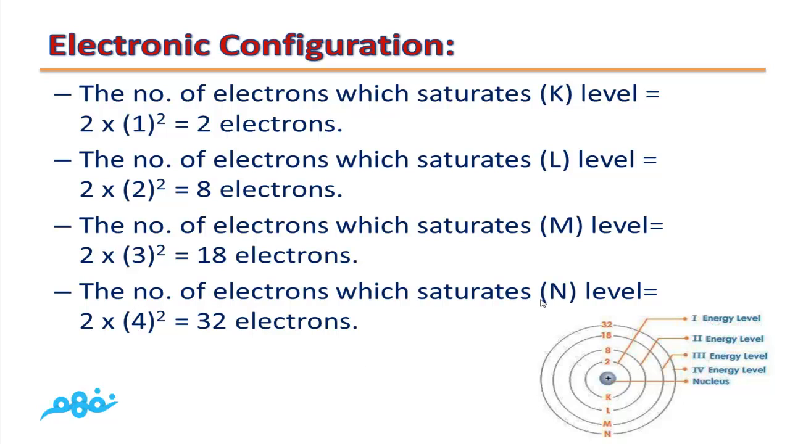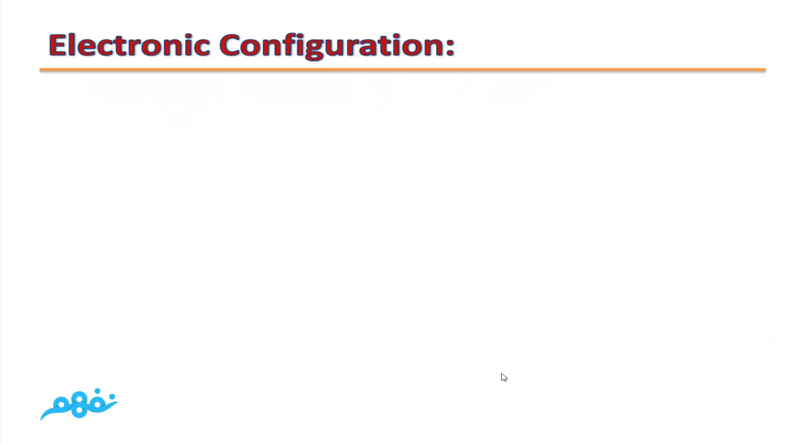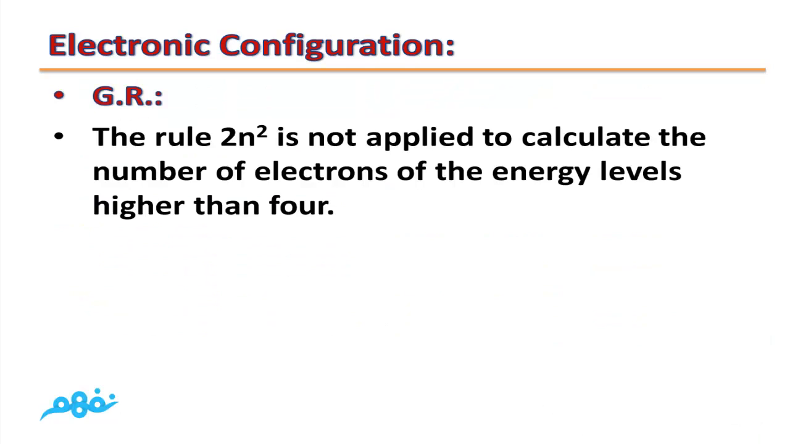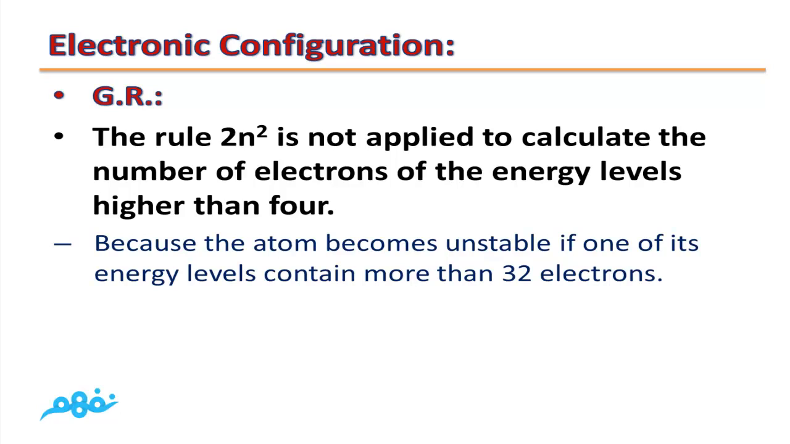The number of electrons which saturates N, which is the fourth energy level, equals 2 times 4 power 2, because N is the fourth energy level, equals 32 electrons. So N is saturated with 32 electrons. Give reason for: the rule 2n power 2 is not applied to calculate the number of electrons of the energy levels higher than 4, because the atom becomes unstable if one of its energy levels contains more than 32 electrons.